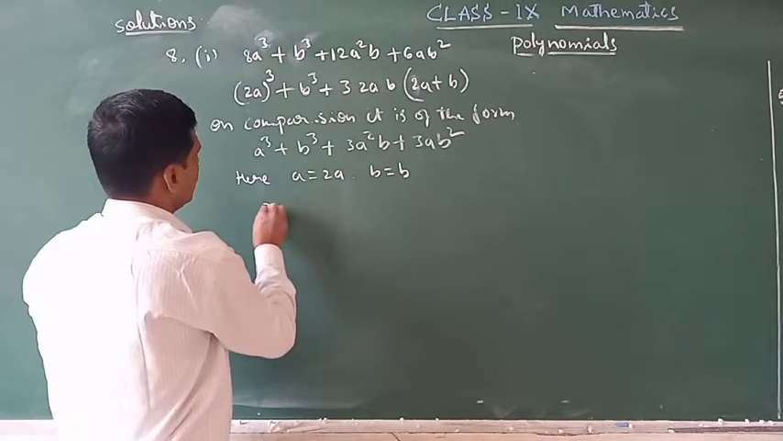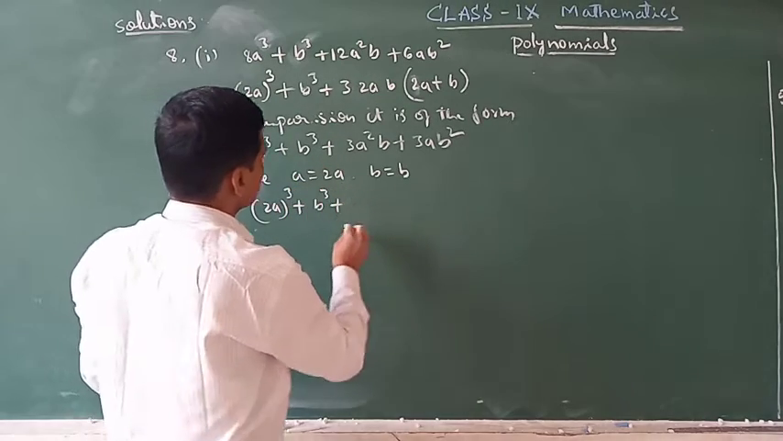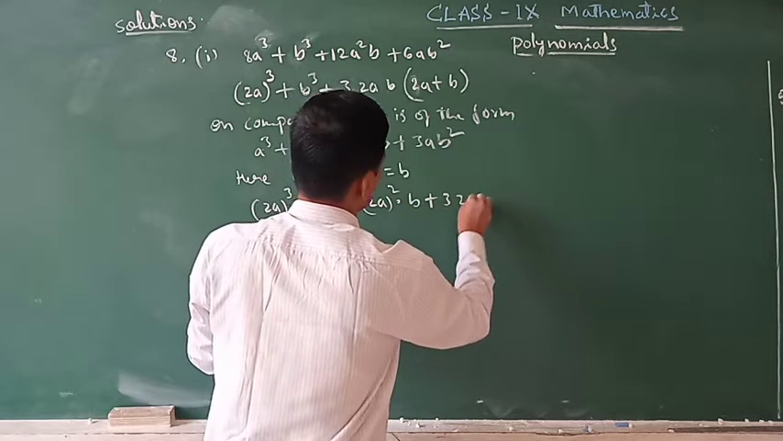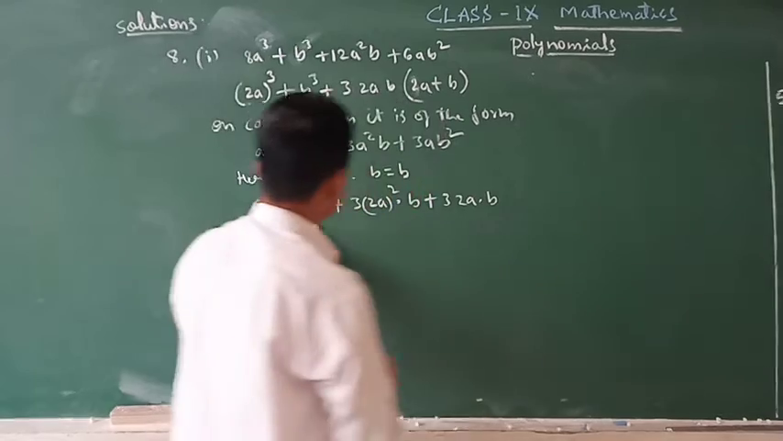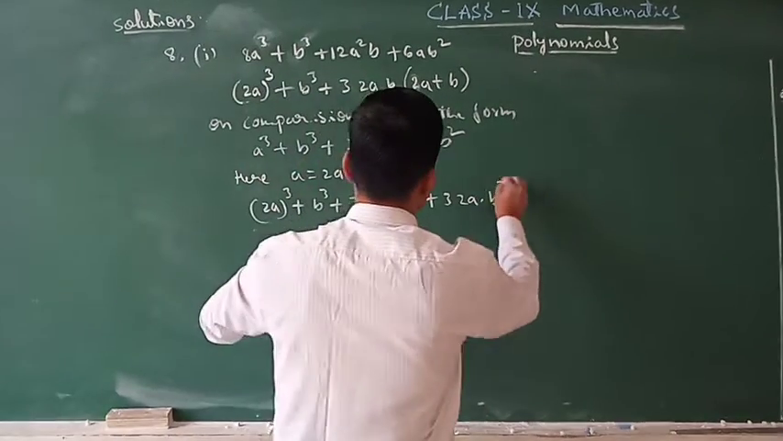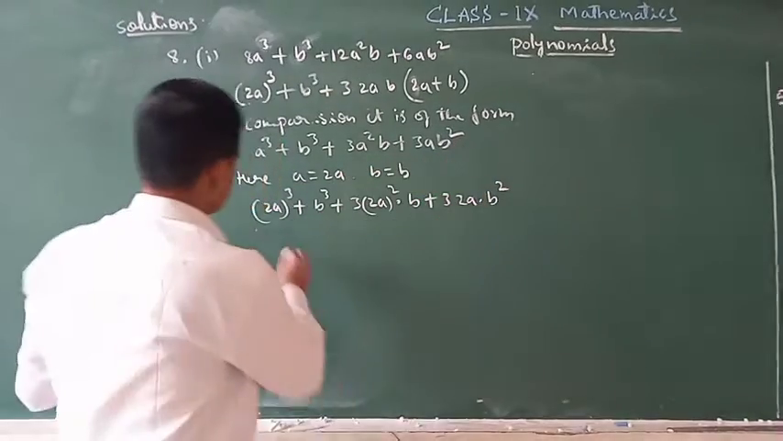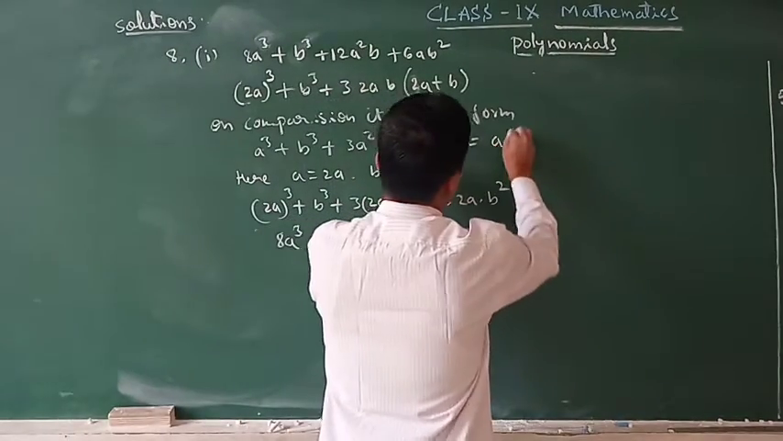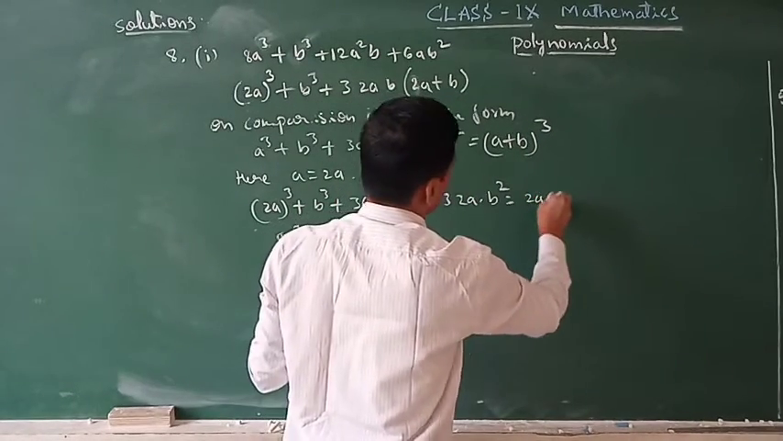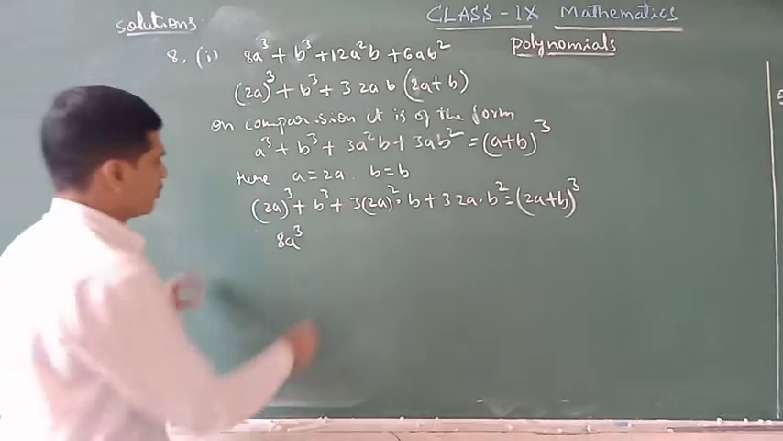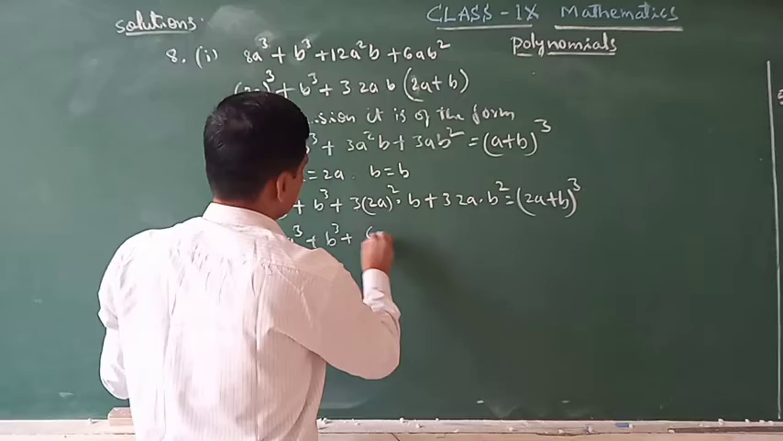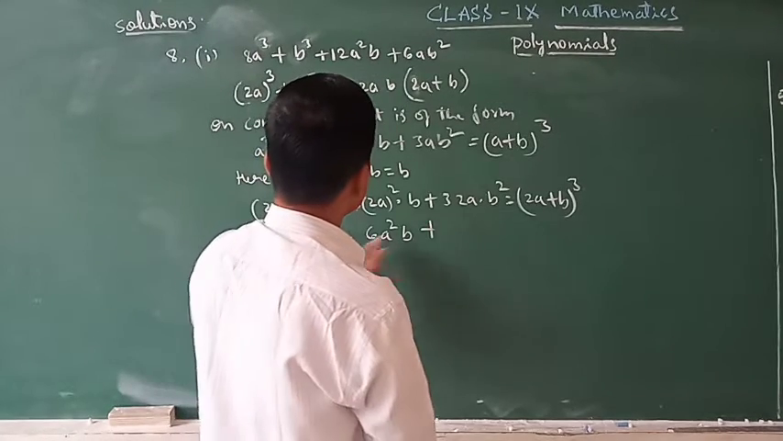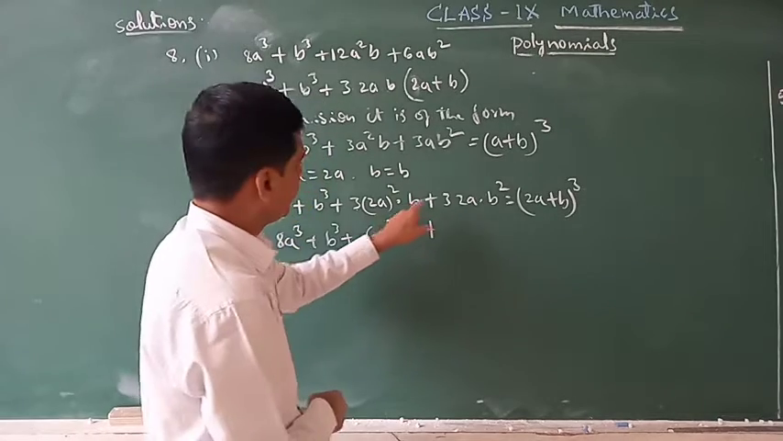So substitute these values in this identity: (2a) cube plus b cube plus 3 into (2a) square into b plus 3 into 2a into b square. Look over here again, it is b square, because the value is b, so the square is b square. So it is 8a cube. On the right side, a cube plus b cube plus 3a square b plus 3ab square becomes (a plus b) whole cube. In such a way, it is also (2a plus b) whole cube. Now on expanding, plus 3 into 6a square b, plus 3ab square.